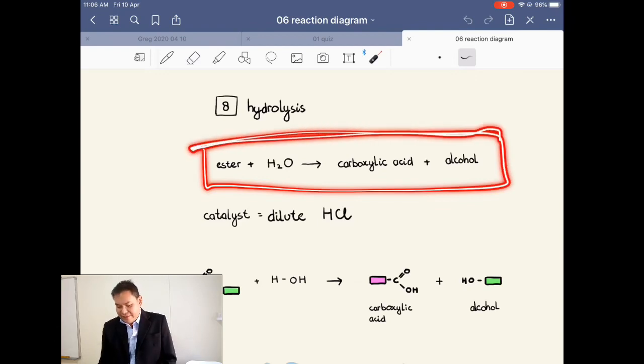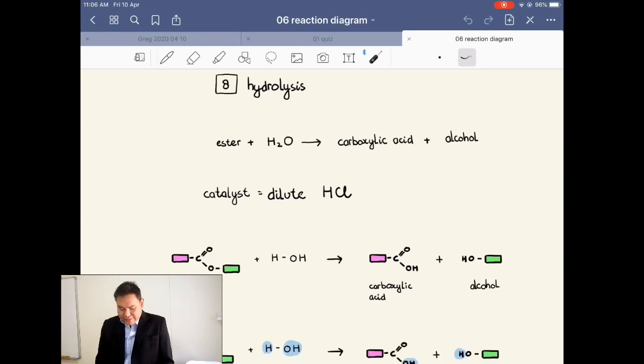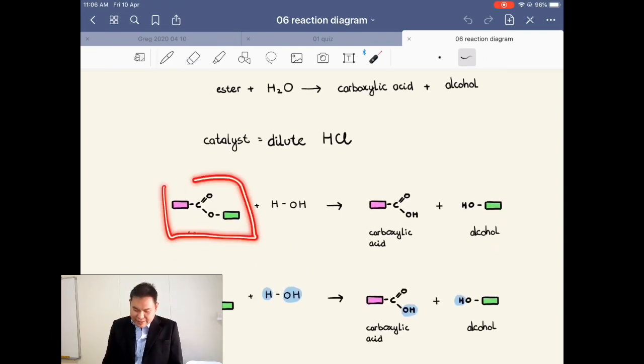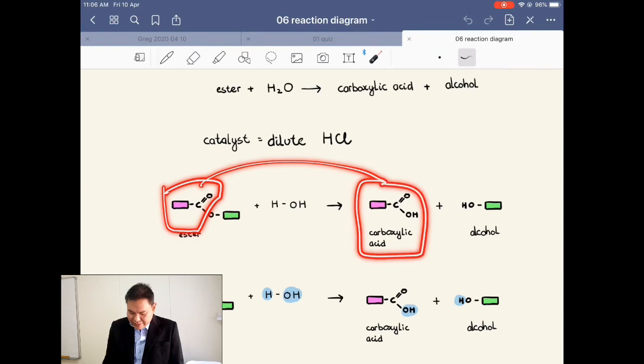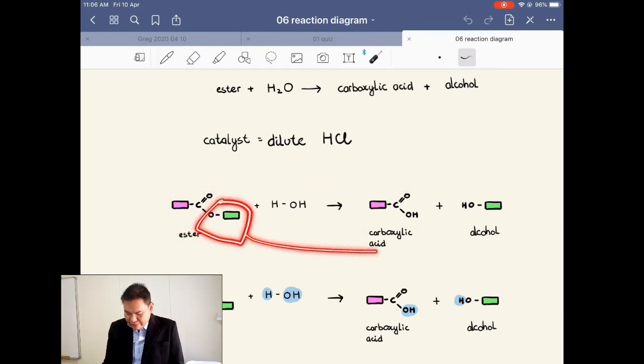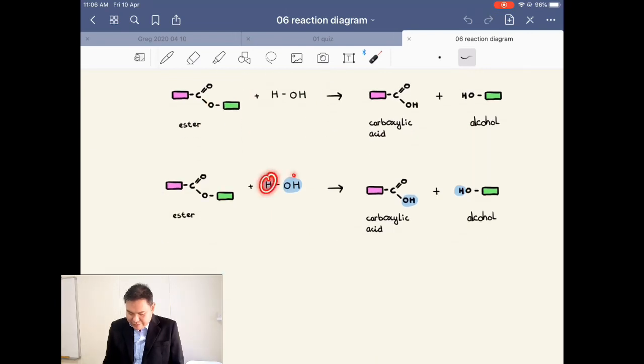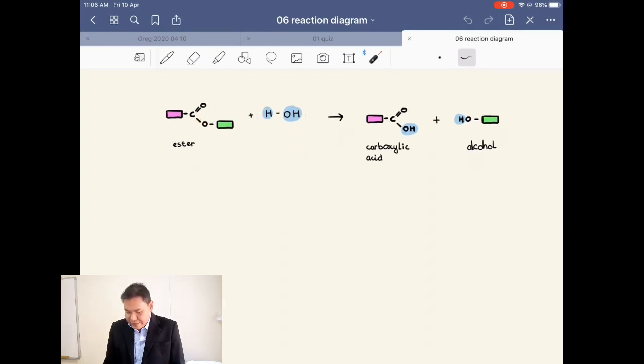Ester plus water will produce carboxylic acid and alcohol. The catalyst is dilute HCl. See, we have ester plus water, then it will break up. Yeah? One part will turn into carboxylic acid, the other part will turn into alcohol. You need water because you need water to break up. The water is used to break up the ester functional group here.